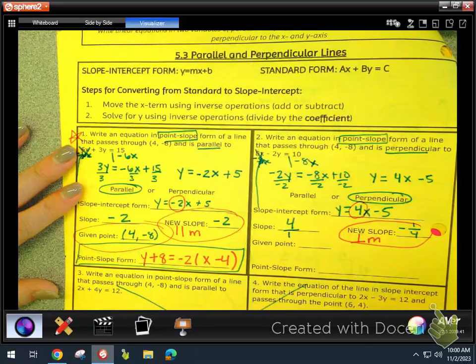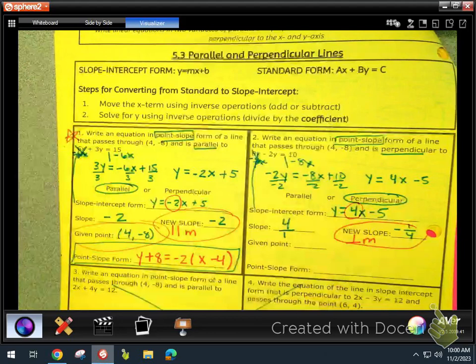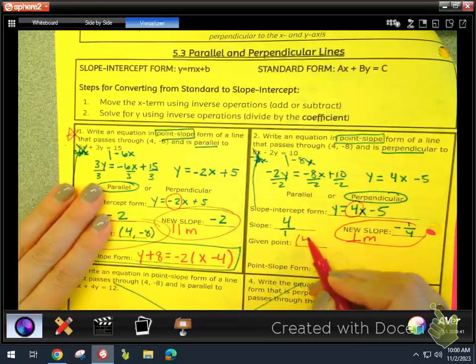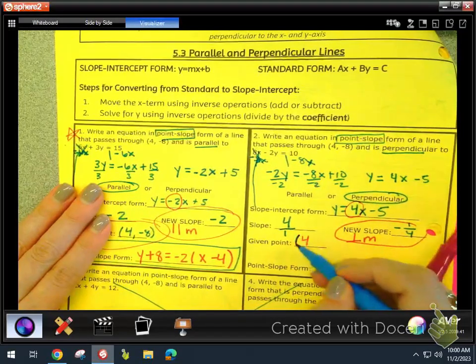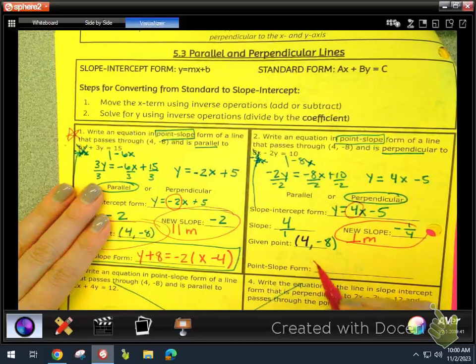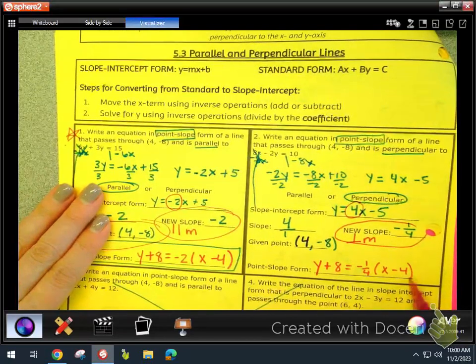Okay? So the things at the very beginning, we need to know them, but we don't use them in our form. What point? 4, -8. Again, we use the same point. So y plus 8 equals 1/4 times x minus 4.